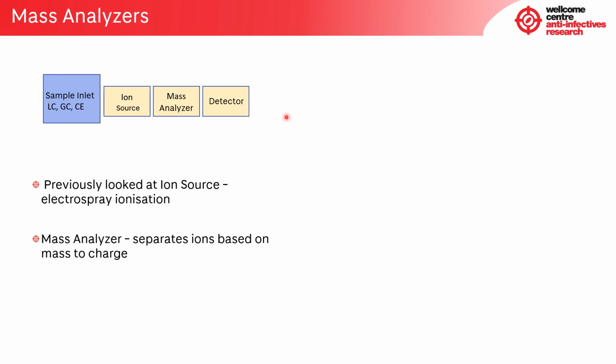The schematic shows the basic parts of a mass spectrometer. In a previous talk, we concentrated on the ion source and in particular electrospray ionization. Once ions have been generated, they need to be separated according to their mass to charge ratio, which is the role of the mass analyzer.